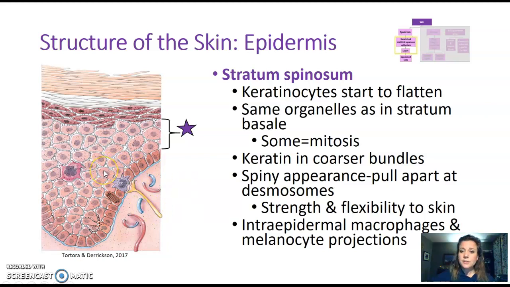Some of these cells are undergoing mitosis, but that ability is starting to be lost in these cells as they dehydrate. They're going to add strength and flexibility to the skin, and they are going to contain our intraepidermal macrophages, which is what you see here, this large pink cell. And then you've also got the projections of our melanocytes, and that is the stratum spinosum.